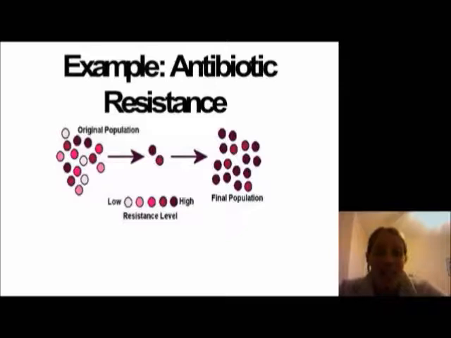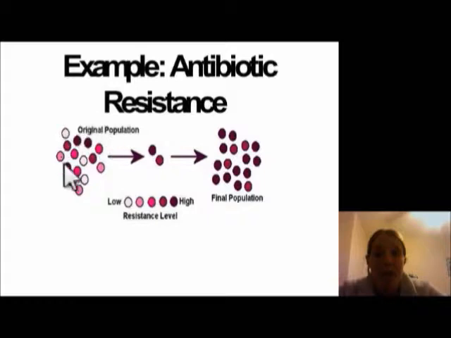The last example of natural selection that we talked about is antibiotic resistance. So remember, this is natural selection that can happen very, very quickly in a short amount of time. So here's my original population of bacteria, and you can see that there is variation in the population in terms of their resistance level to antibiotics.